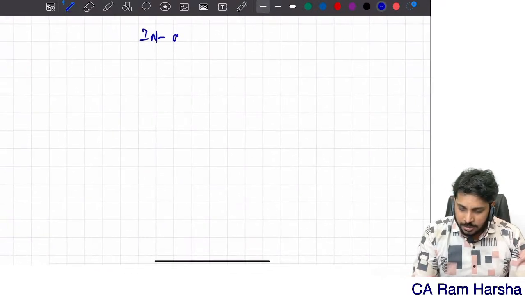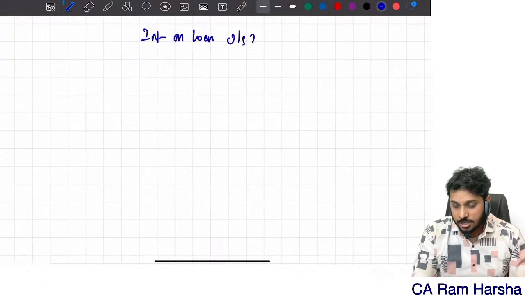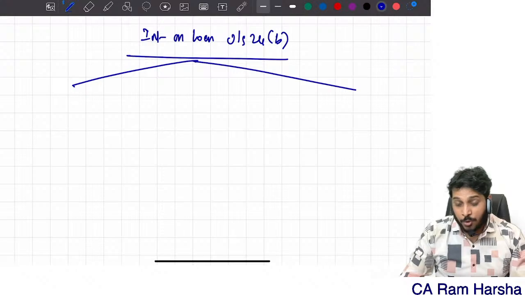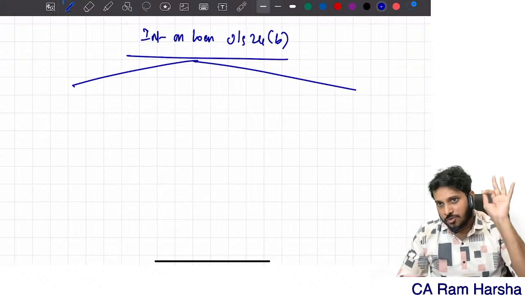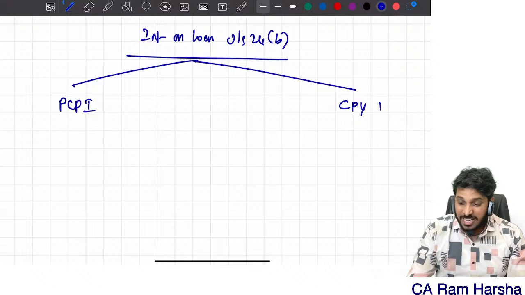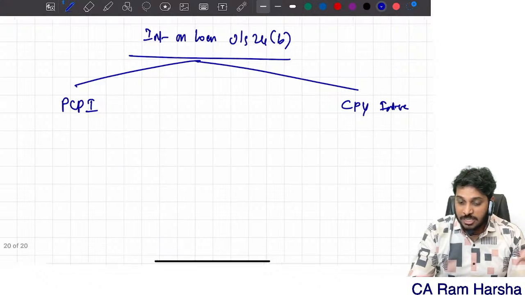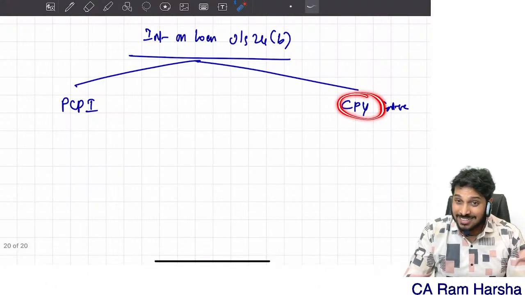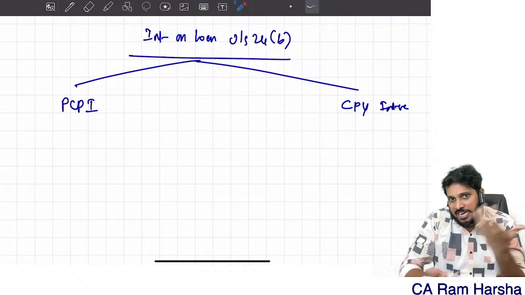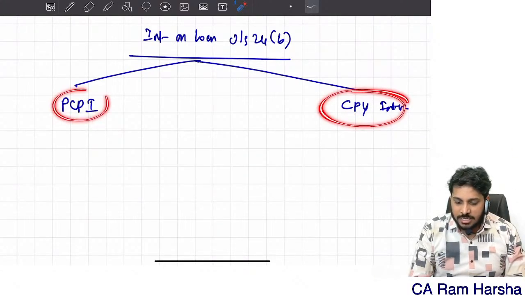Under interest on loan, under section 24 clause B, this interest on loan is broadly classified into two types: pre-construction period interest and current previous year interest. Actually, many students call this current year interest, but let us call it current previous year interest for much more clarity. Current previous year interest and PCPI.